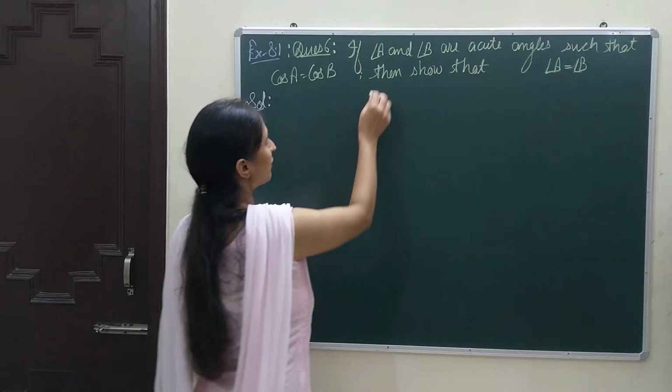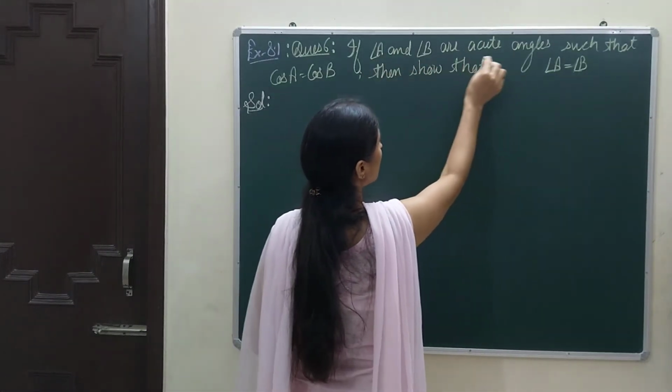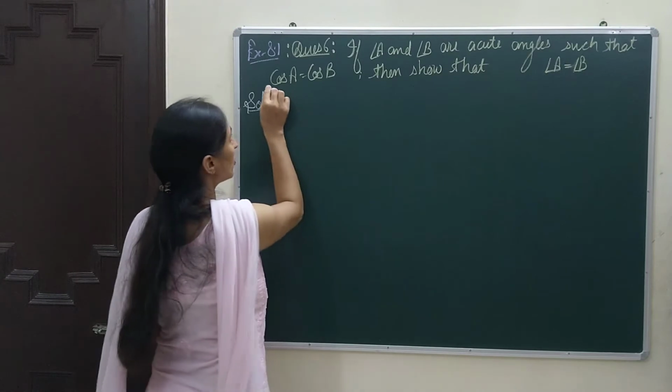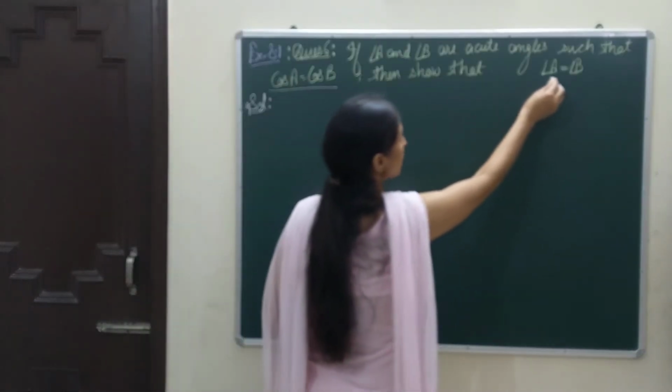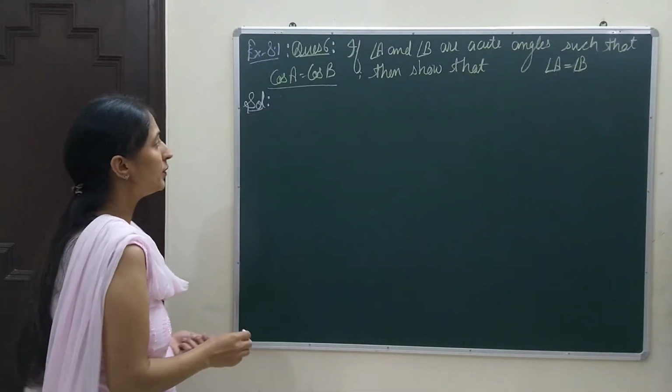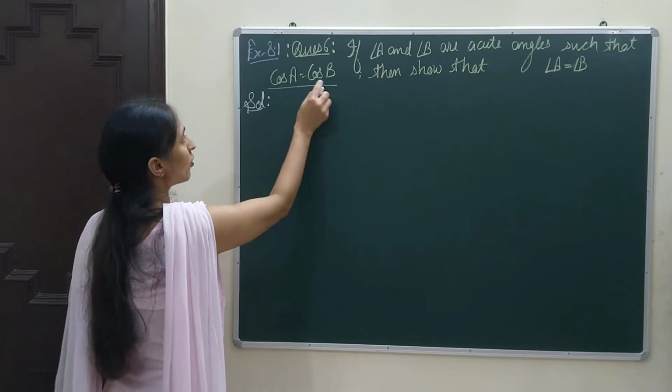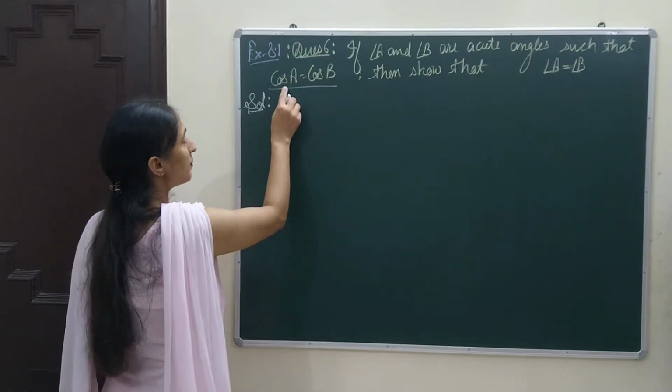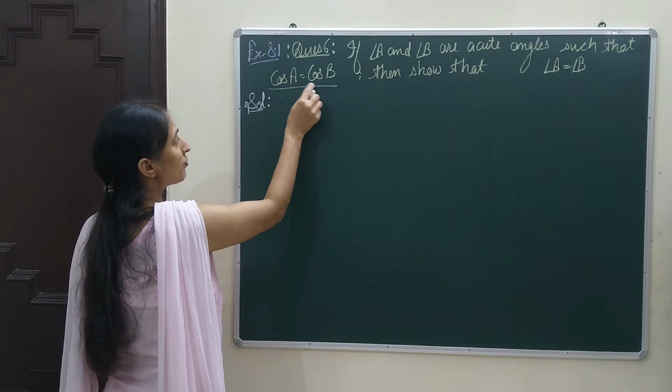Question of exercise 8.1. If angles A and B are acute angles such that cos A is equal to cos B, then show that angle A is equal to angle B. Here we are given that cos A equals cos B. That means here we are talking about trigonometry.